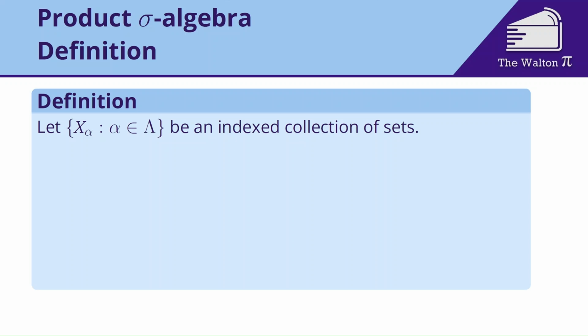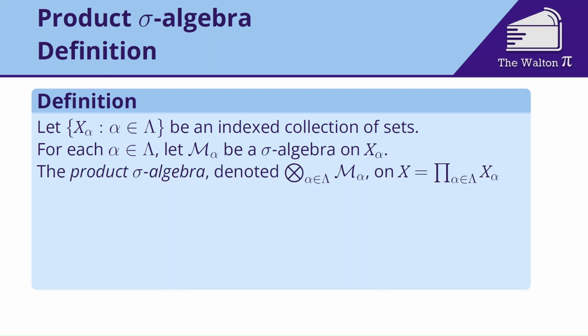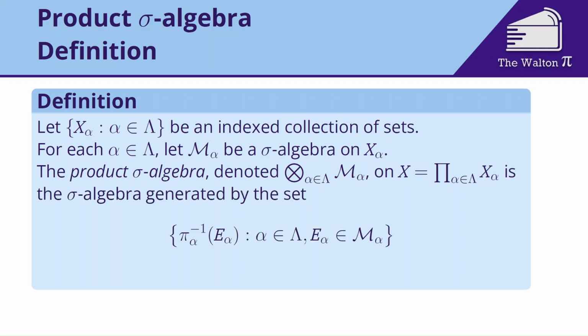Let X alpha, where alpha comes from some indexing set, be an indexed collection of sets. Then for every alpha, we let M alpha be a sigma algebra on the set X alpha. The product sigma algebra, which we denote with this big tensor symbol, the product over all alphas of M alpha on our set X, which is the product of all of our spaces X alpha, is going to be the sigma algebra generated by the sets pi alpha inverse of E alpha.